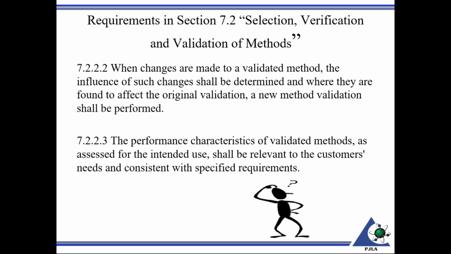If you have validated a method and something changes, when changes are made to the validated method, the influence of such changes shall be determined, and where they are found to affect the original validation, a new method validation shall be performed. 7.2.2.3, the performance characteristics of validated methods as assessed for the intended use shall be relevant to the customer needs and consistent with the specified requirements.